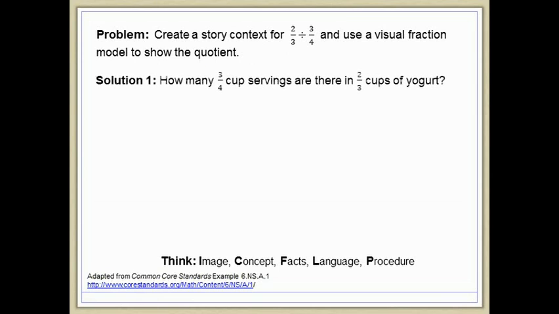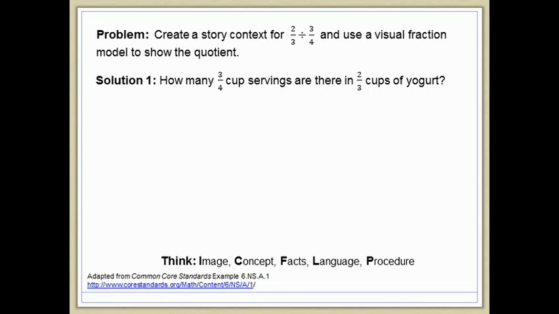So here's our problem. We're going to create a story context for 2/3 divided by 3/4 and use a visual fraction model to show the quotient. We'll use the same story context that was presented in the content standard. How many 3/4 cup servings are there in 2/3 cups of yogurt?